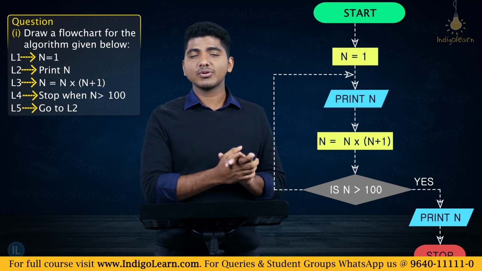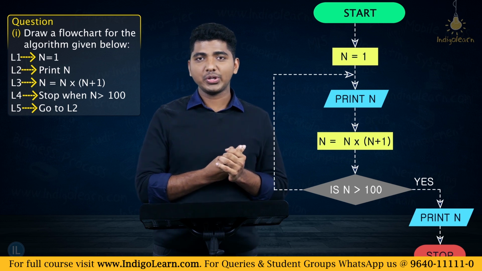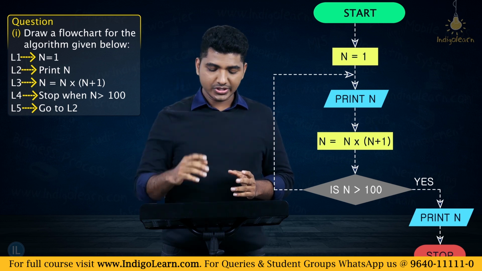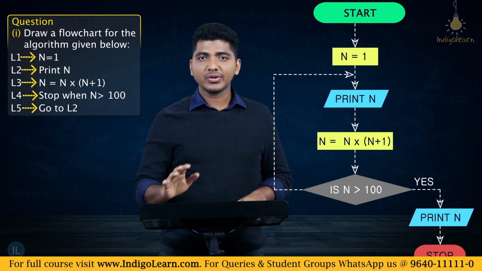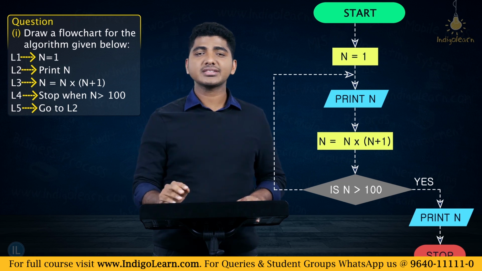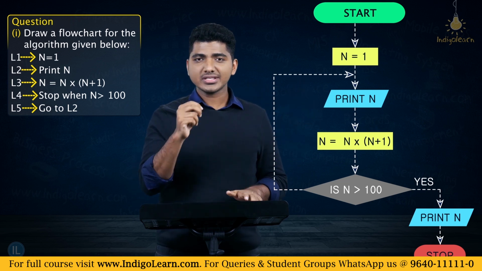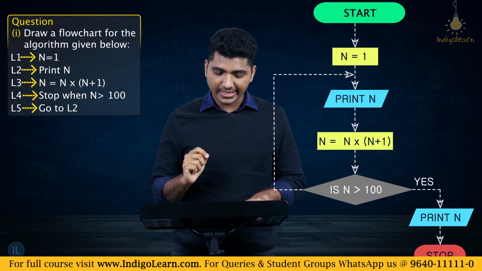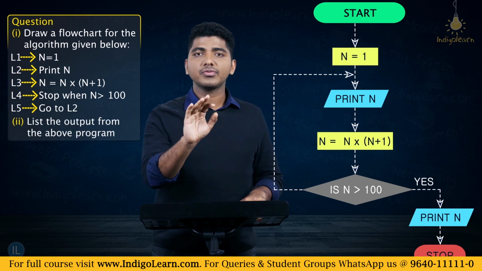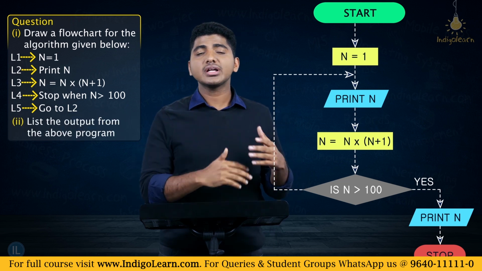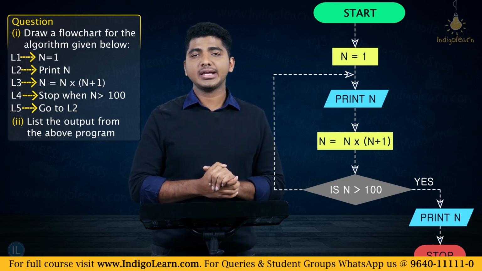Now let us run this flowchart and see what answer we are going to get, because that is also the question. This is an 8-mark question. For the first 4 marks, they are asking you to draw the flowchart. So we have the flowchart ready with us. What is the second question? That is for 2 marks. They are asking to list the output from the above program. So what is the output that you are going to get?